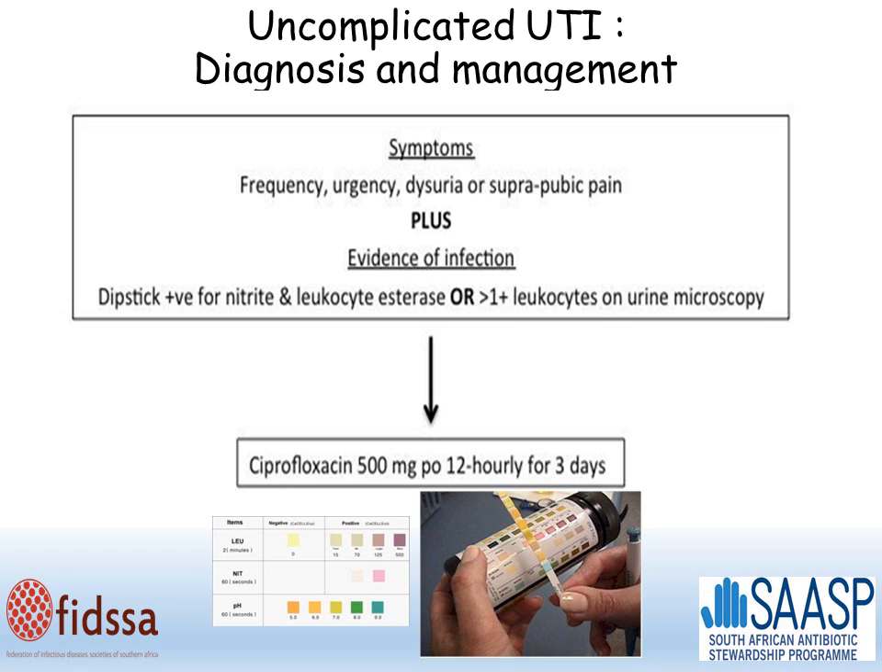This flow diagram shows you how to treat an uncomplicated UTI. You first need to be sure there are appropriate symptoms, plus evidence of infection, which might be on the dipstick, which is positive for nitrites and leukocytes, or greater than 1+ of leukocytes on formal urine microscopy. Typically appropriate antibiotics are ciprofloxacin, given orally for 3 days.